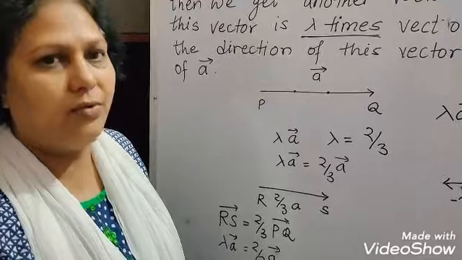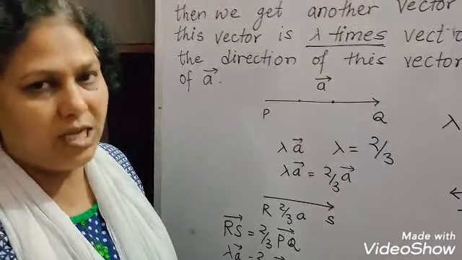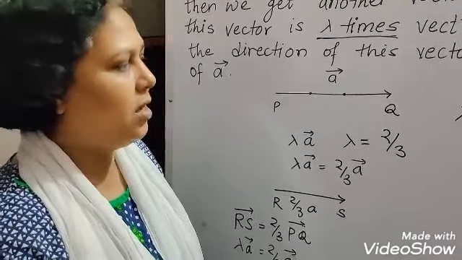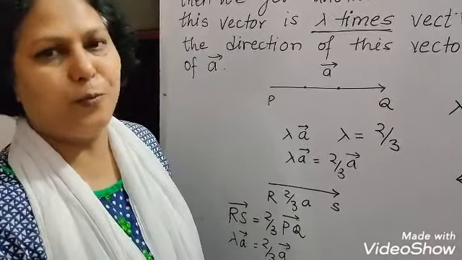So this way we can multiply any vector with any real number, and according to that the length of the line which is representing the vector will change, and the direction also may change if the real number is negative.